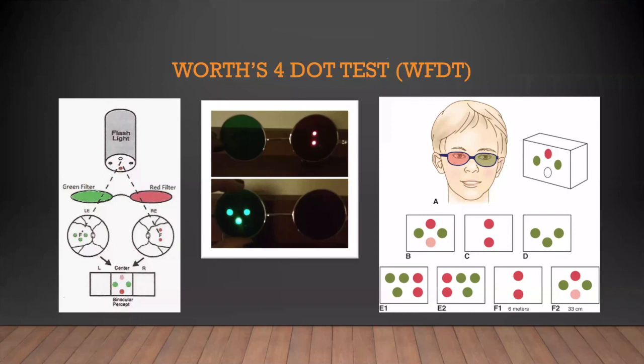Now you have the left eye which is viewing through a green filter, and the 2 green dots along with that 1 white dot is viewed as 3 green dots. So your left fovea is seeing 3 green dots. So when these 2 eyes work together, you're going to see a mix of the 2.